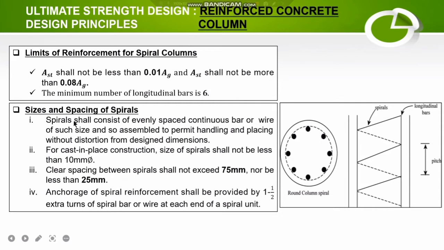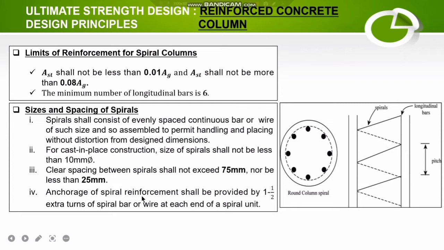Then the sizes and spacing of spirals. First, spirals shall consist of evenly spaced continuous bar or wire of such size and so assembled to permit handling and placing without distortion from design dimensions. Second, for cast-in-place construction, size of spirals shall not be less than 10 mm diameter. Third, clear spacing between spirals shall not exceed 75 mm nor be less than 25 mm.